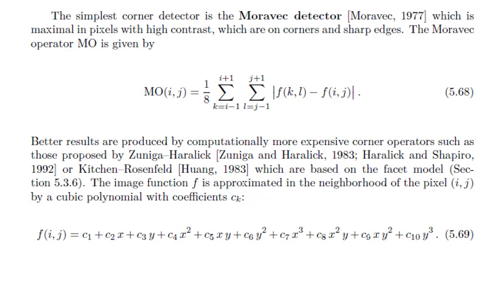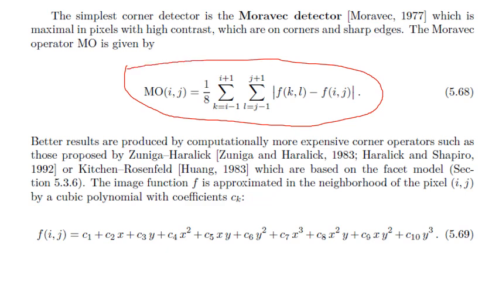The simplest corner detector is known as the Moravec detector. It is represented like this. The Moravec operator MO is given by MO of i,j. We have a double summation, normalized over 8, so 1 by 8 times the summation. I and J are the spatial coordinate points, and k and l are dummy variables. The summation runs from i minus 1 to i plus 1 and j minus 1 to j plus 1, of f of k comma l minus f of i comma j. This is how we can go for the Moravec detector, which is a simple corner detector.